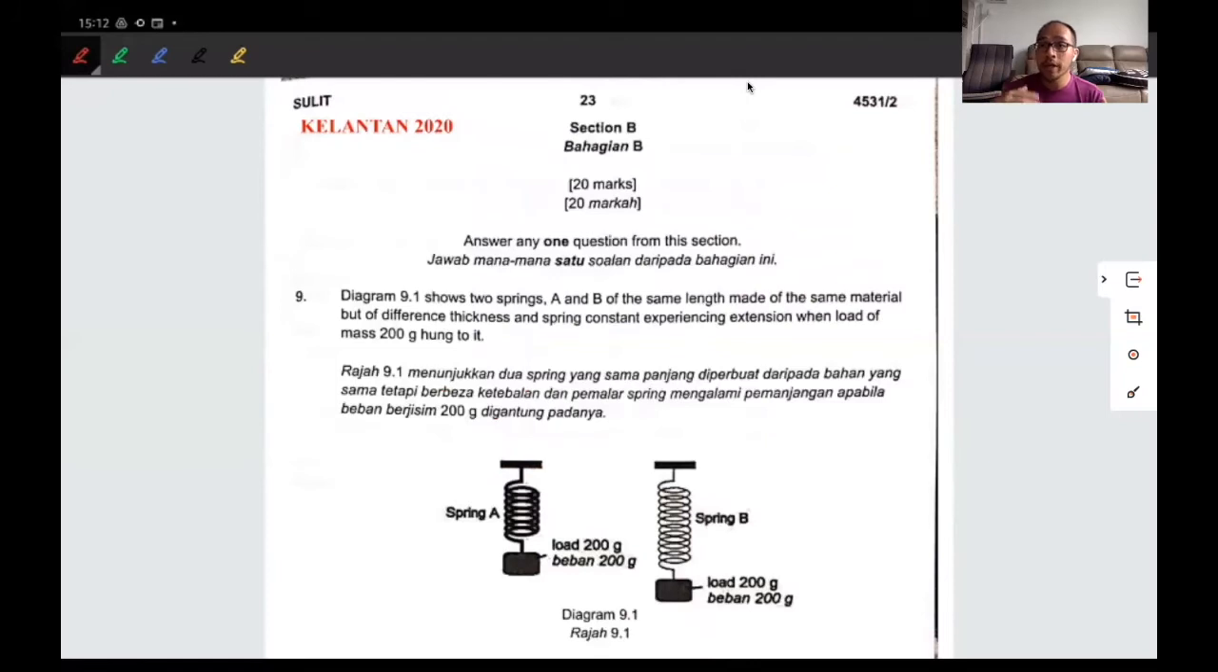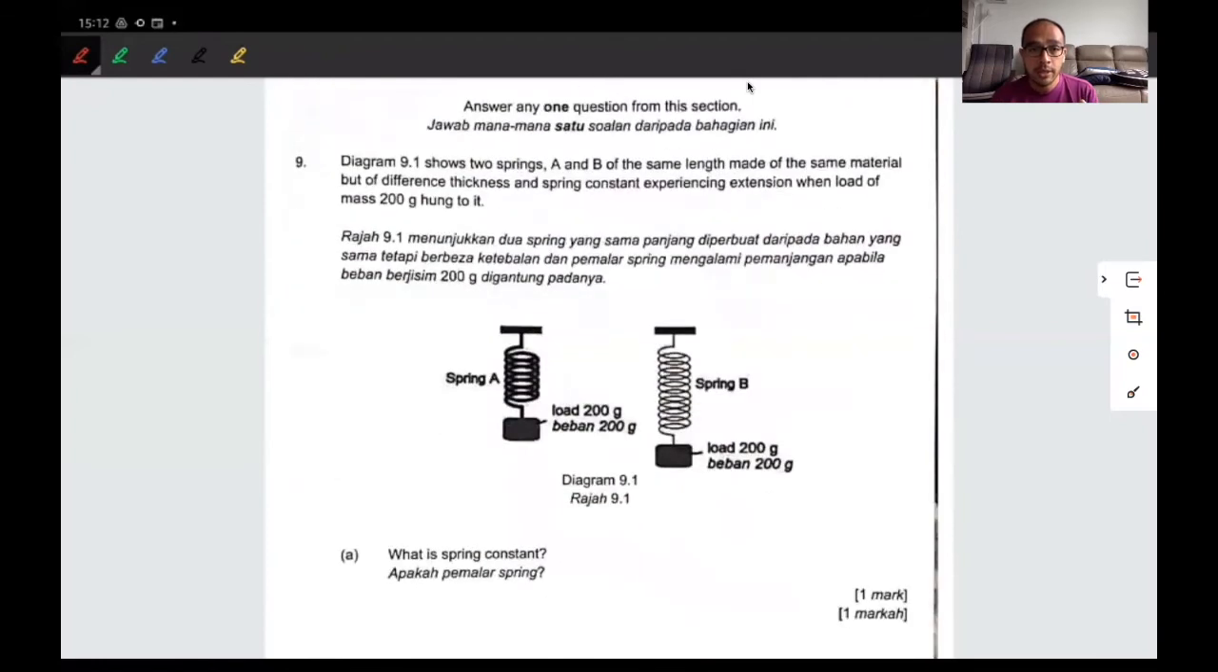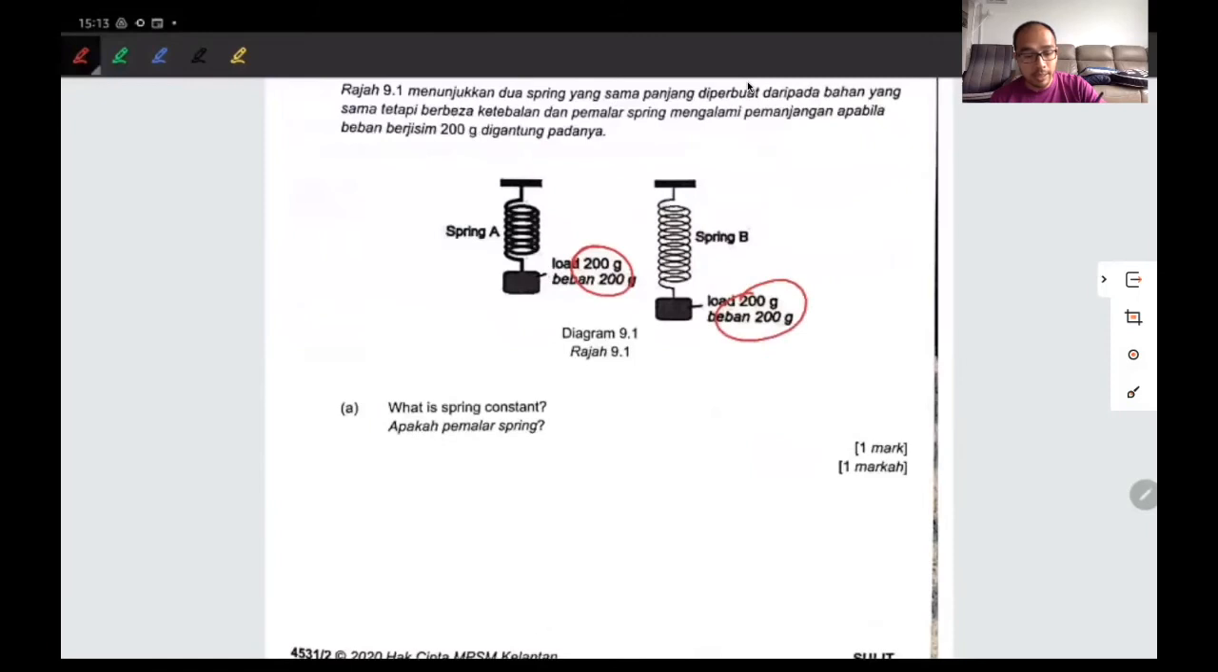Okay, so now we're going into the actual section B, section C questions, because I think 2 or 3 states have the same subtopic, which is Hooke's law, okay, which is why I want to discuss this a lot. So diagram 9.1 shows 2 springs A and B of the same length, made of the same material, but of different thickness and spring constant. Okay, experiencing extension when the load is the same, 200 grams. Okay, what is the spring constant?